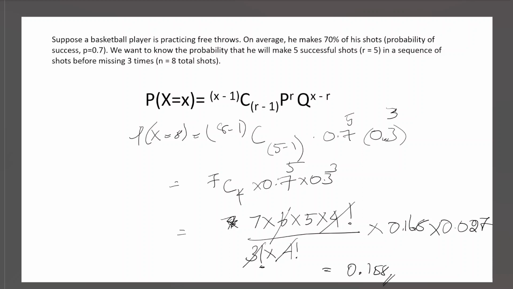So the probability that he will make five successful shots before missing three times, I mean, in total when he throws eight times, the probability of getting five successful shots is 15%. Let's go to the next question.